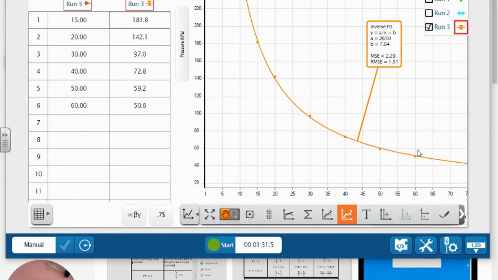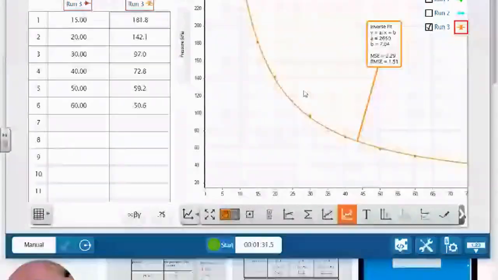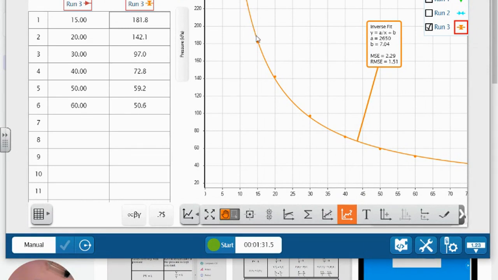But if you take a look at this curve, now keep in mind the real part of this that is inversely proportional is going to be right in here, this zone right in there. That's where we can actually get reasonable data. Anything this far up out here or way out here is not going to give us good results because of this bend off that occurs.